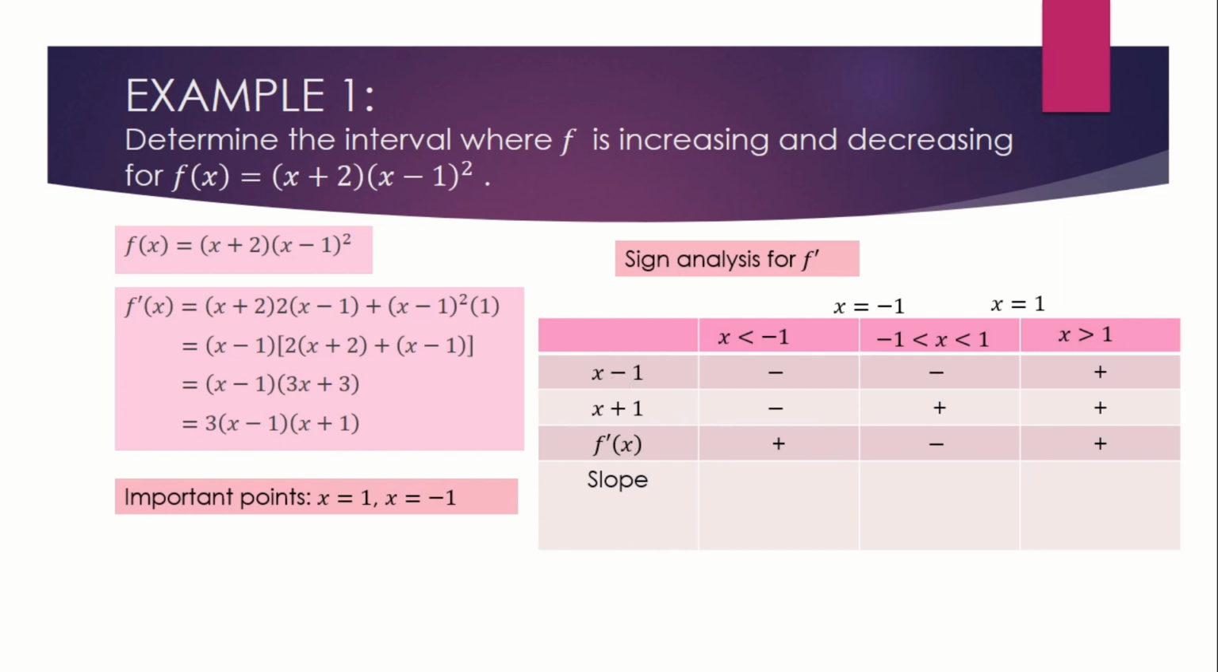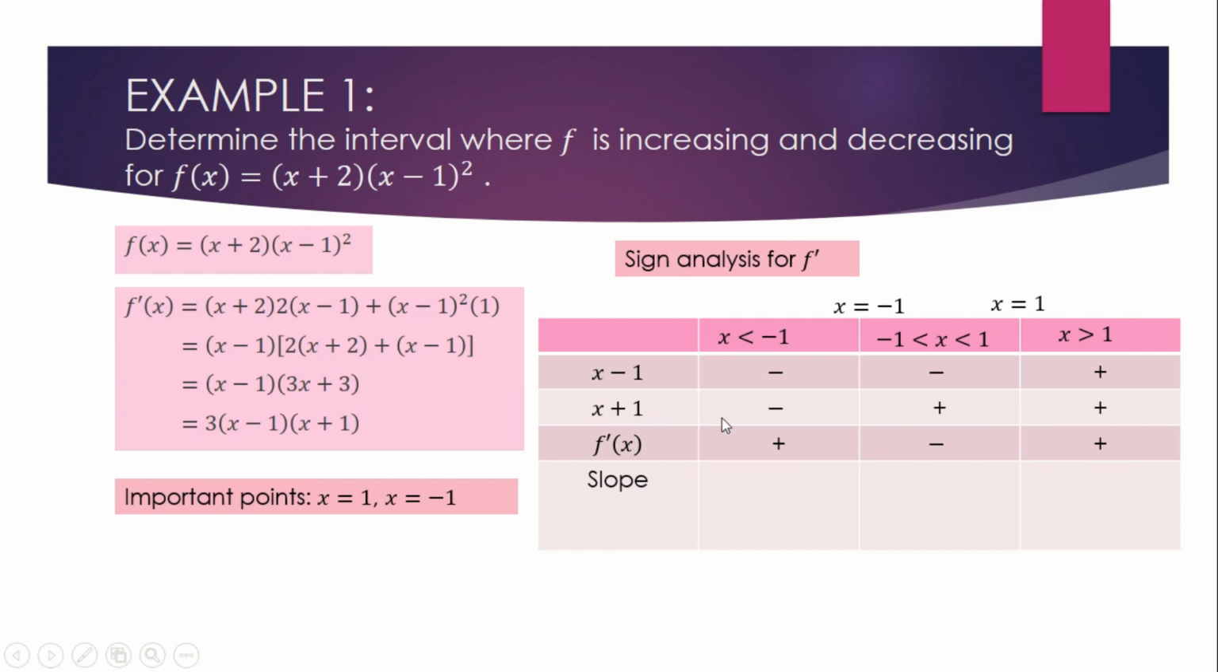For x less than negative 1, we pick any value, for example x equal to negative 2. So negative 2 minus 1 is negative 3, therefore it is negative here. Similarly, for x between negative 1 and 1, we pick 0. So 0 minus 1 gives negative 1, negative here. For x greater than 1, pick x equal to 3. So 3 minus 1 gives 2, therefore it is positive.